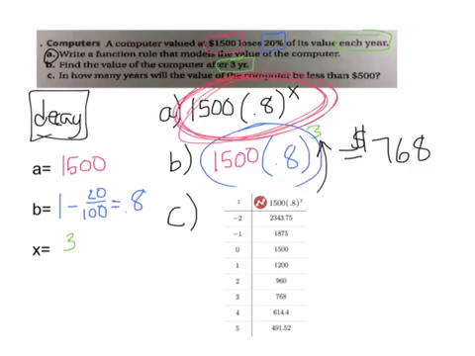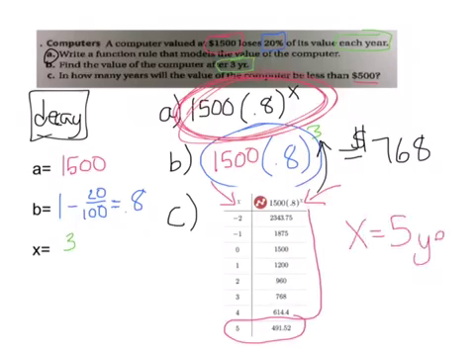All we have to do now is look at it and figure out at what value of time, or x, does our resulting value, or y, become less than $500? As we look down the list, the first time that it hits less than $500 is right here at x equals 5 years. So for part C, we'll just simply say that x equals 5 years.